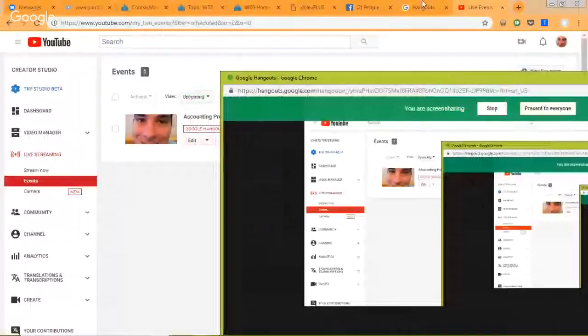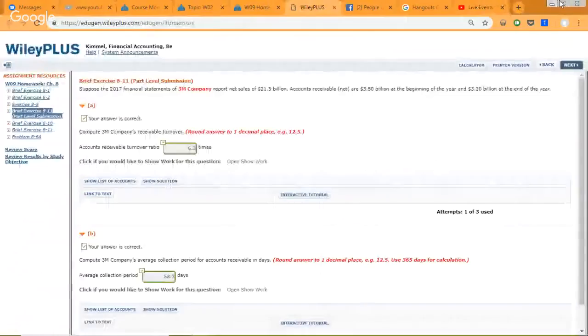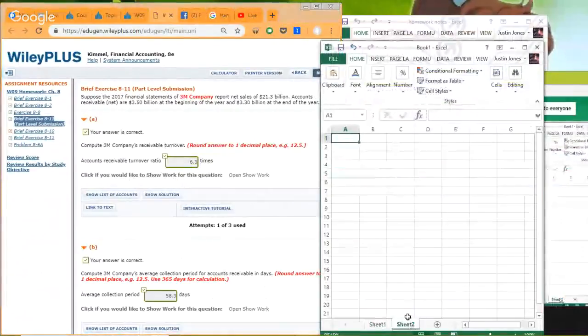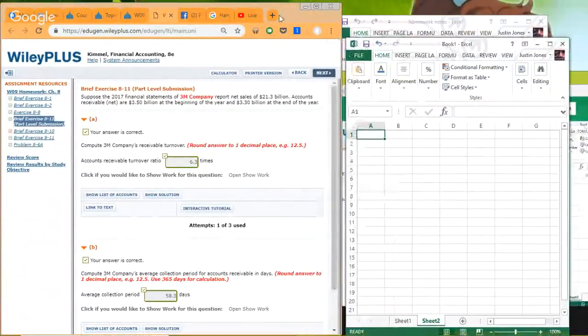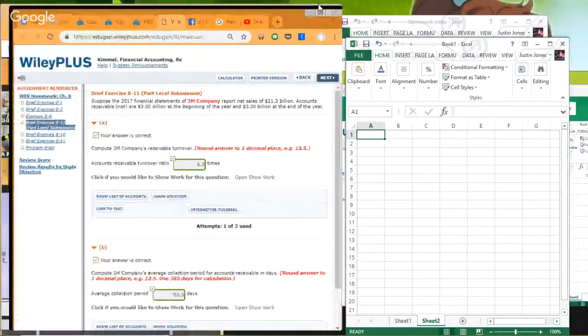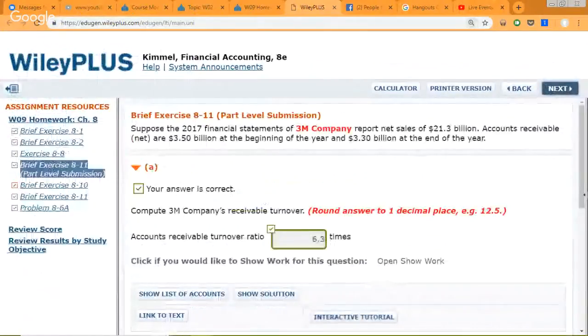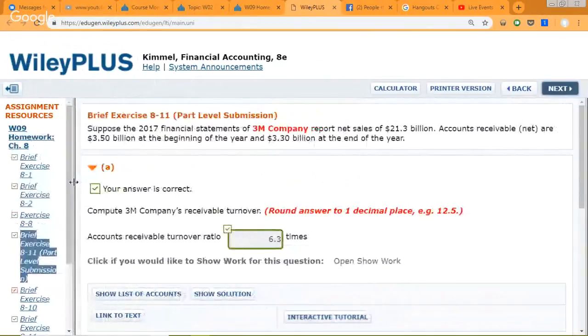All right, everyone. We are here. This is the problem we're working on. Let me go make this new, and let's zoom in a bit. All right, that's really big, but I hope you'll be able to read it easier now. So this is the question we're working on, exercise 8-11.